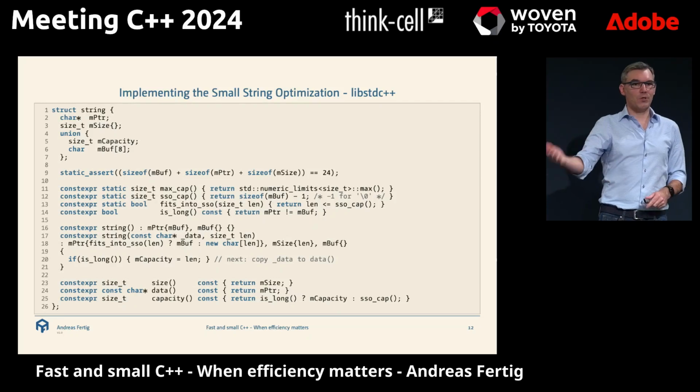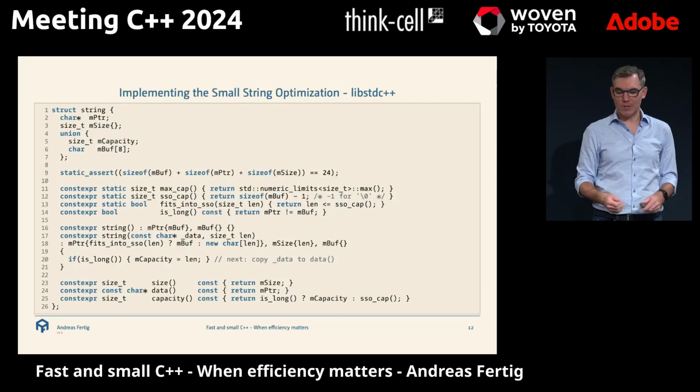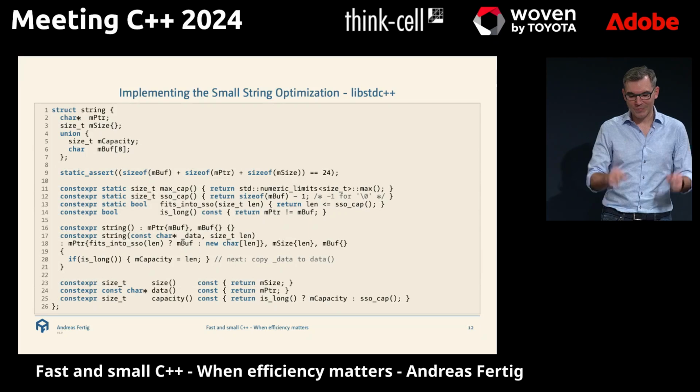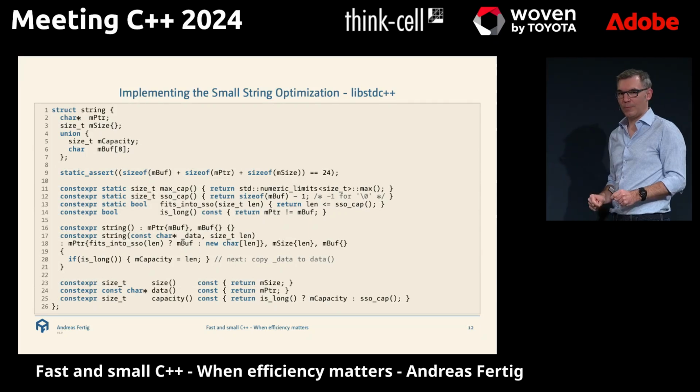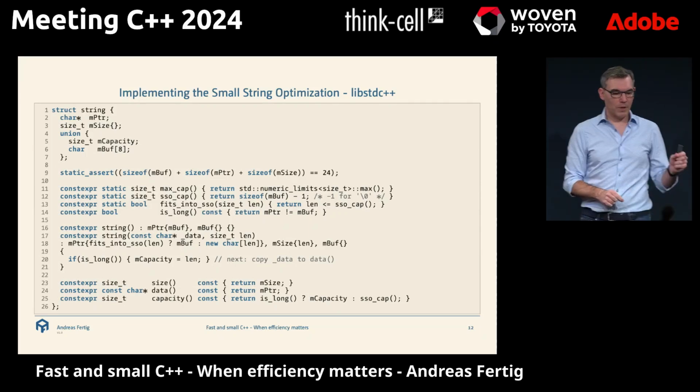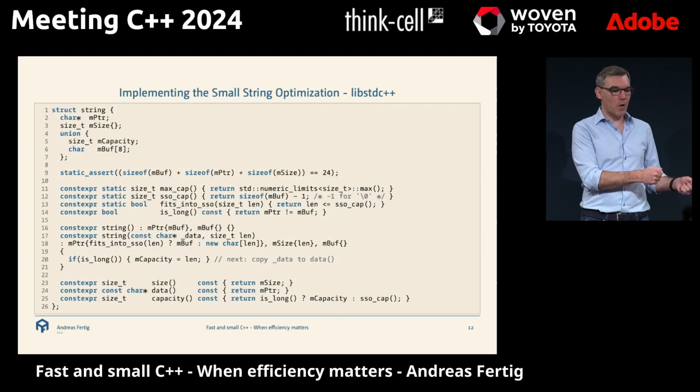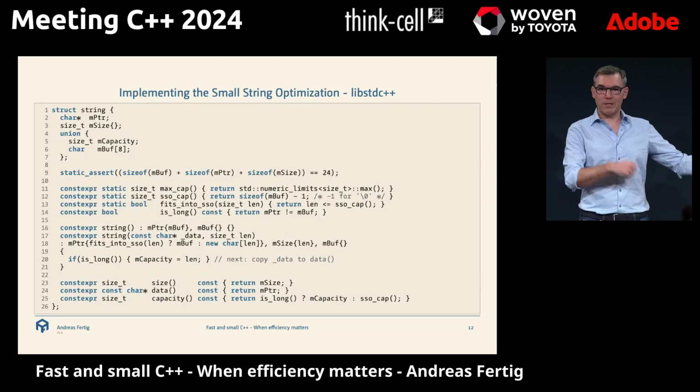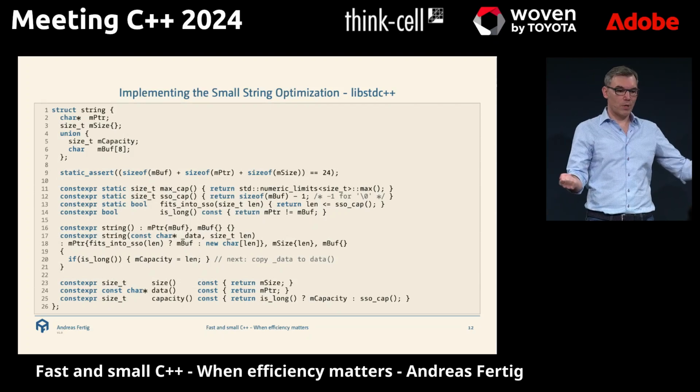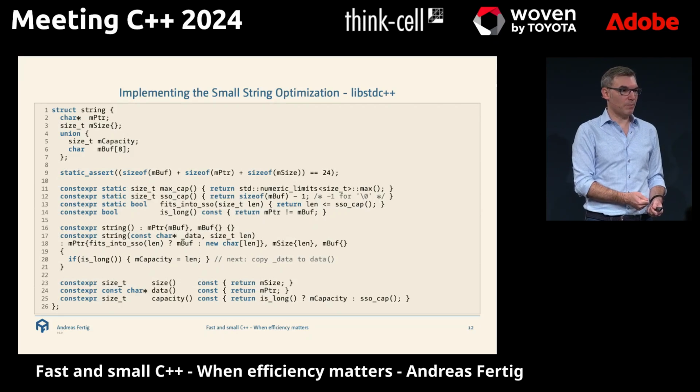Size and data are easy. They directly fetch the members, so mSize and mPointer. In capacity, we get a branch now, because there is a check. If we are in long mode, then we return mCapacity. If we are in short mode, we return SSO capacity. So here you're paying with a branch.